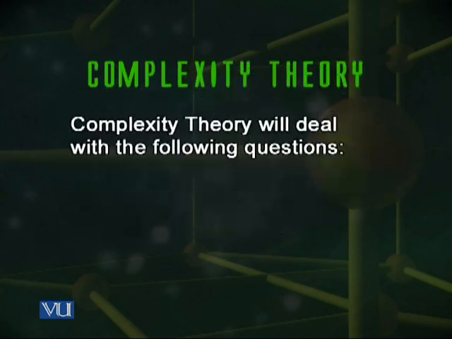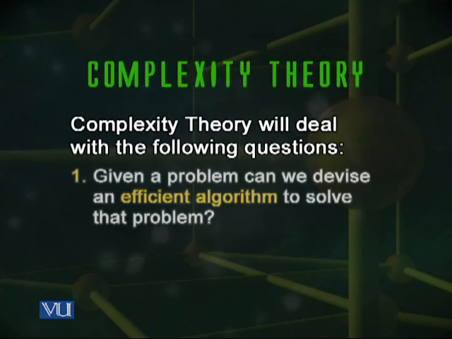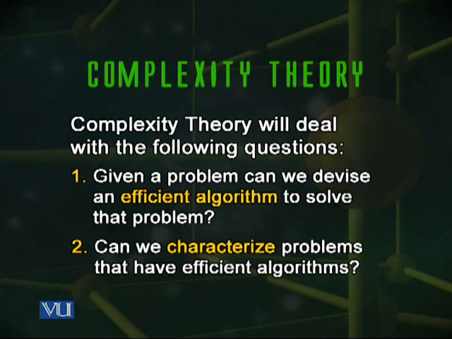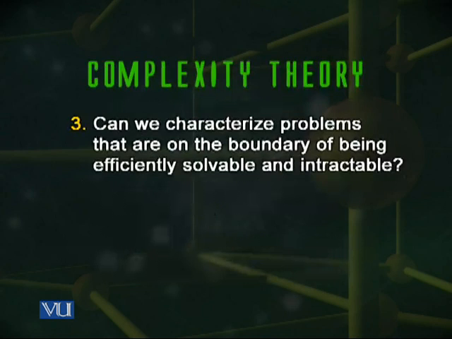In complexity theory, we will deal with the following questions. Given a problem, can we devise an efficient algorithm to solve that problem? So now we are interested in efficient algorithms. Can we characterize problems that have efficient algorithms? So we would like to identify problems that we can solve efficiently. Can we characterize problems that are on the boundary of being efficiently solvable and intractable? So can we somehow be able to tell that this problem is on the boundary of being practical but it's just becoming intractable? Can we somehow capture those problems?